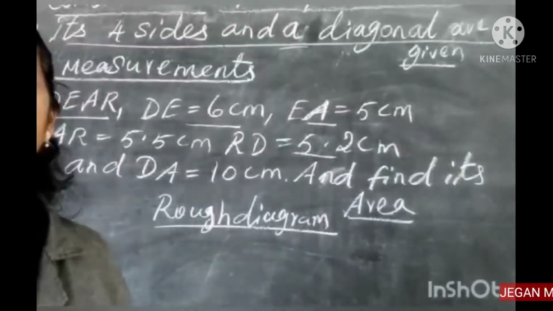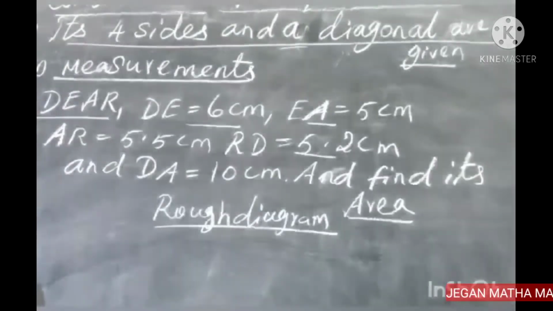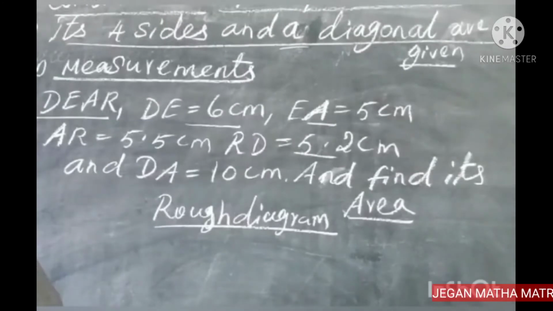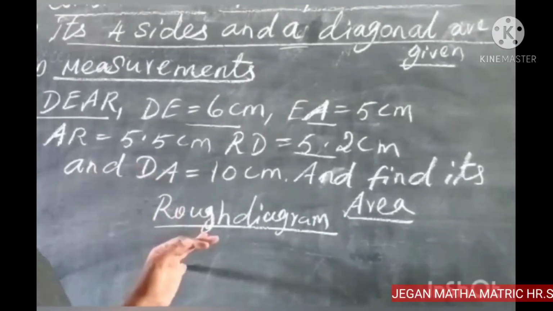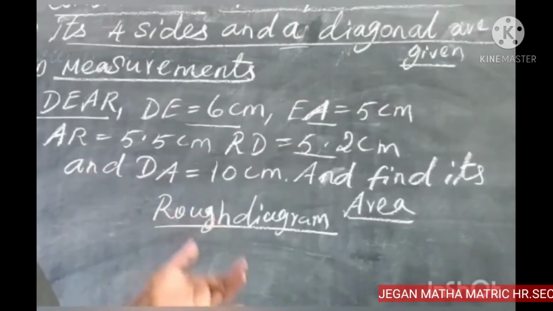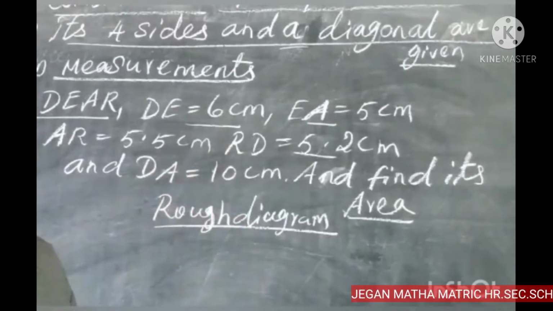Good morning students. Today you are going to learn about the construction of quadrilaterals in geometry. By using the given measurements, the first work is to draw the rough diagram only. First you have to draw the rough diagram by using the given measurements. After that only you have to start the main diagram.